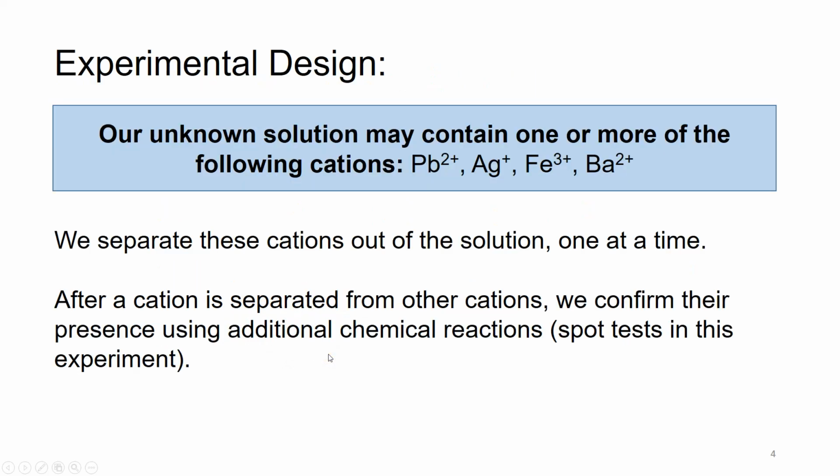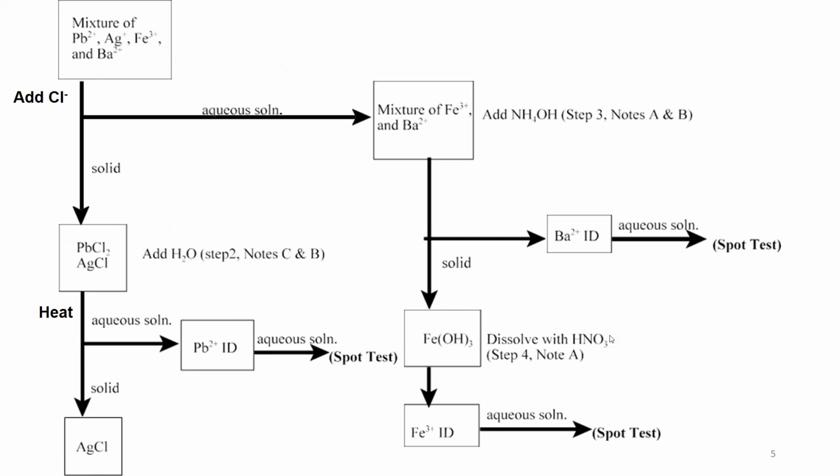unknown sample? In this experiment, each group will get one unknown solution. This unknown solution may contain one or more of the following metal ions: lead 2+, silver +, iron 3+, barium 2+. We need to separate these cations one by one, and then we will do a test to identify each ion. It's called a spot test. So here's the flow chart. We'll talk about this flow chart.